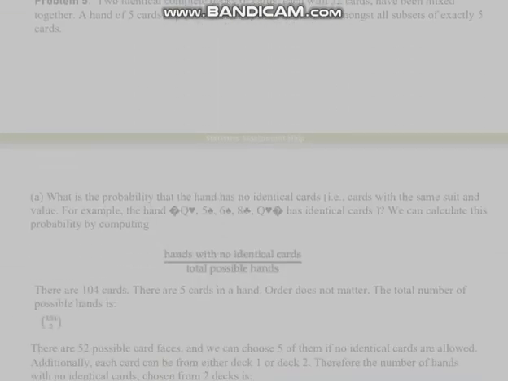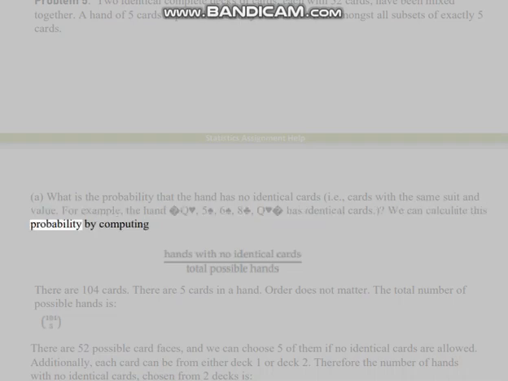Problem 5. Two identical complete decks of cards, each with 52 cards, have been mixed together. A hand of 5 cards is picked uniformly at random from amongst all subsets of exactly 5 cards. A. What is the probability that the hand has no identical cards, i.e., cards with the same suit and value? For example, the hand Q of hearts, 5 of spades, 6 of spades, 8 of clubs, Q of hearts has identical cards.